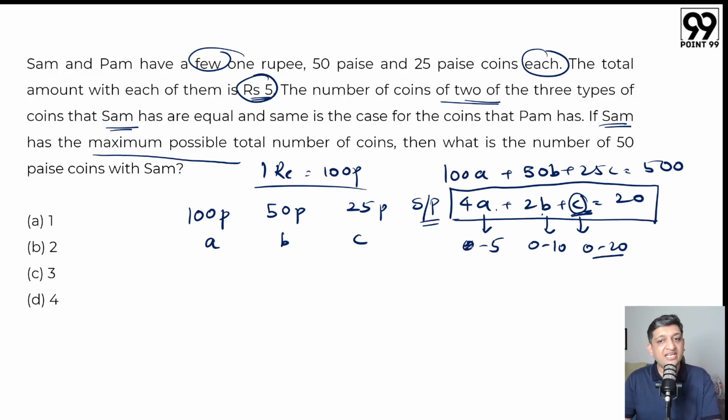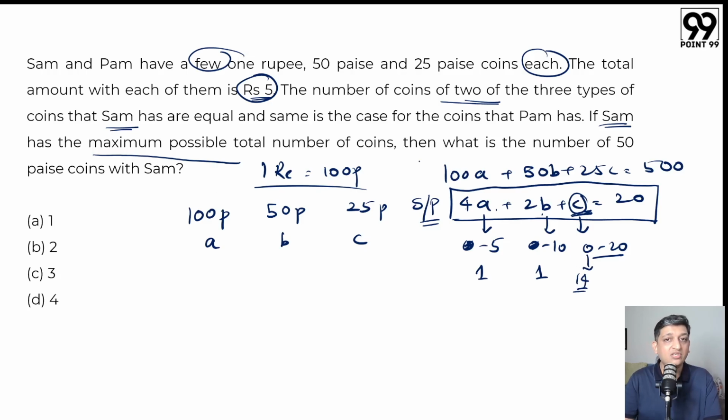What is the minimum value that A can take? It's not 0, it has to be 1. What is the minimum value that B can take? It's not 0, it has to be 1. So 4 into 1 is 4, 2 into 1 is 2. So you are going to get 4 plus 2, 6 plus C equals 20. The value of C will be equal to 14 here.